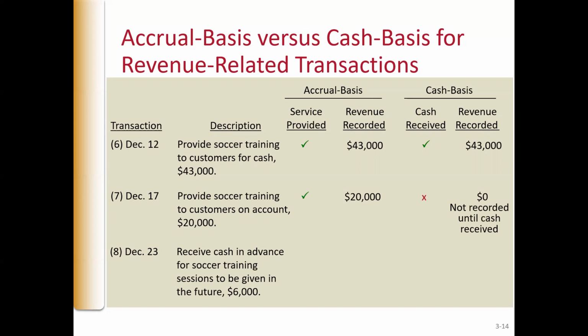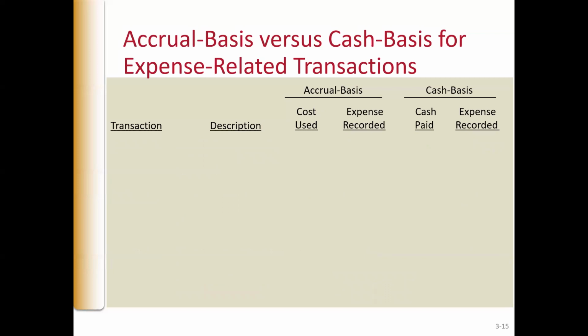How about this one, guys? We receive cash in advance for soccer training sessions to be given in the future, $6,000. Is that revenue under the accrual basis? It's not revenue because we didn't provide the service yet, so it's technically a liability. But for cash basis, it doesn't matter. Did we get the cash? Then we show it as revenue. So know that revenue under the cash basis is just when you collect the cash, when you pay the expense. But under the accrual basis, it's when you provide the service or product to the customer.